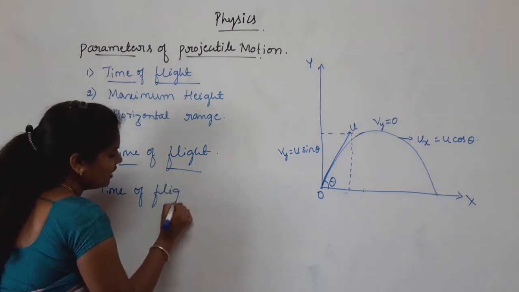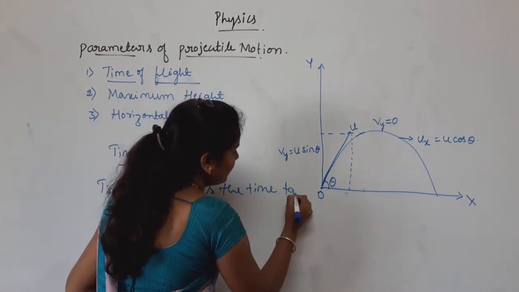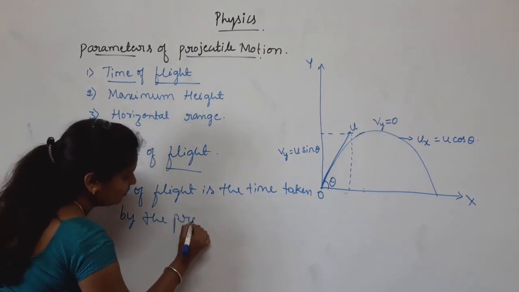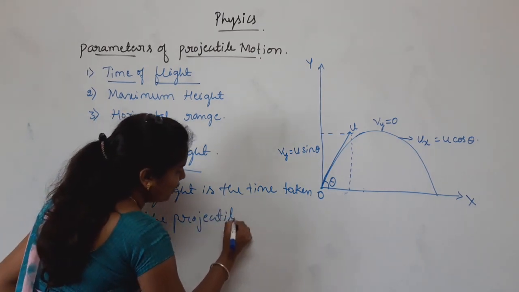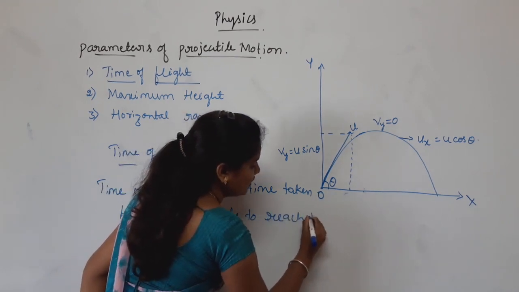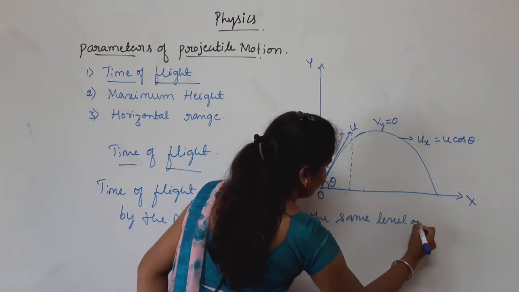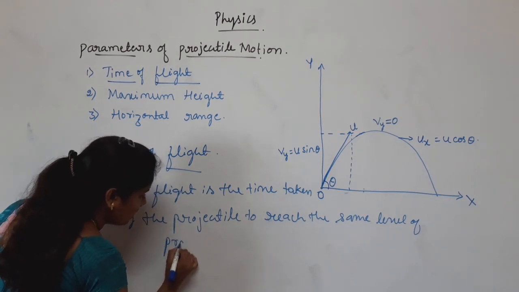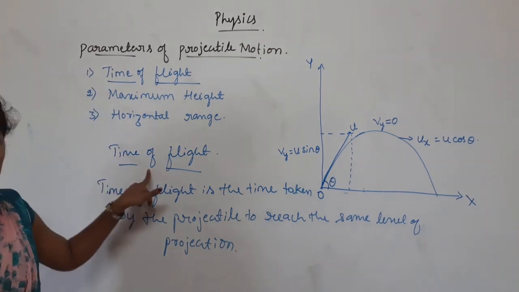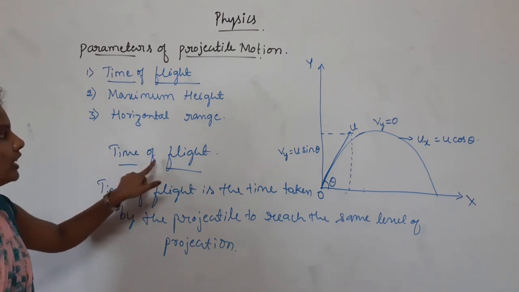Time of flight is the time taken by the projectile to reach the same level of projection. The time taken to reach the same level of projection is called time of flight. Now we are going to derive the expression for time of flight.